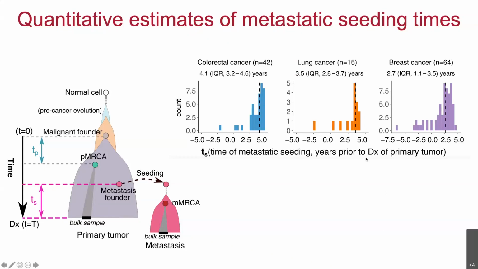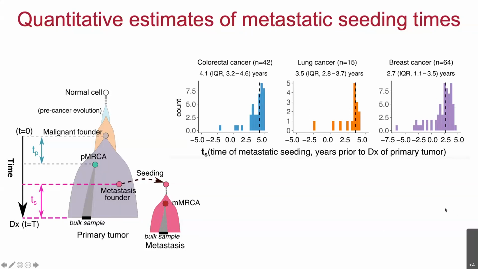And the takeaway from this is, again, fairly profound, namely that when we estimate the timing of metastatic seeding for colorectal, lung, and breast cancer, we see that by and large, seeding is occurring quite early, on the order of 4 years prior to diagnosis of the primary tumor in colorectal cancer, 3.5 years in lung cancer, 2.7 years in breast cancer. And I'll just point out that there's, in fact, greater spread in breast cancer, and this actually tracks with the subgroups of disease and so forth.